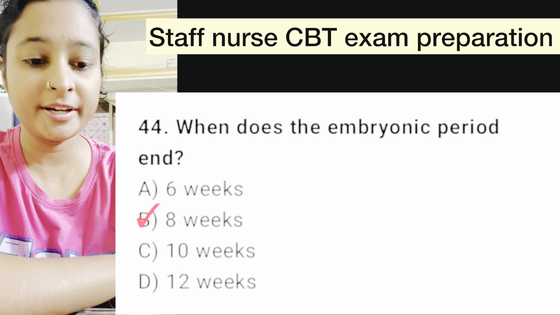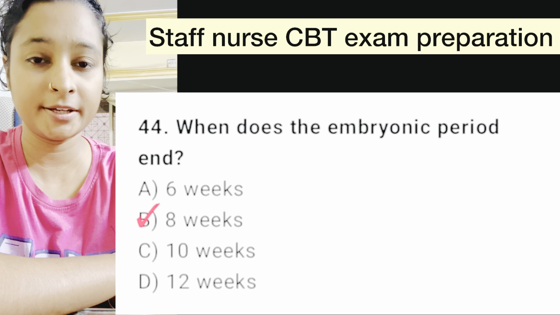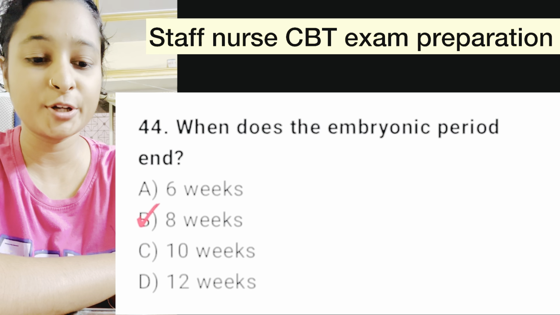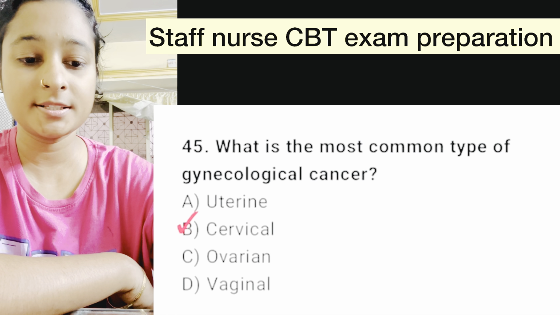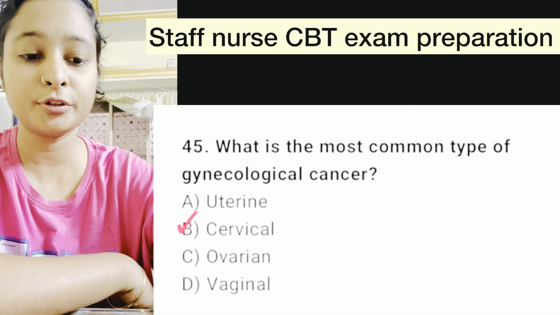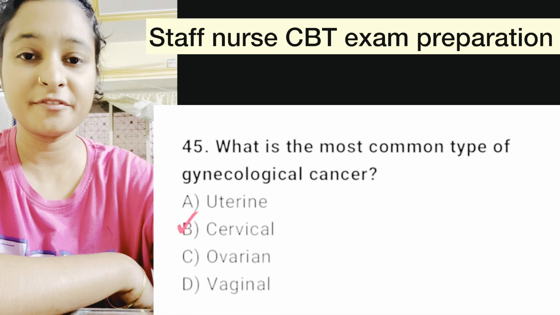Next question, when does the embryonic period end? Here, right option is option B, 8 weeks. Next question, what is the most common type of gynecological cancer? Here, right option is option B, cervical.